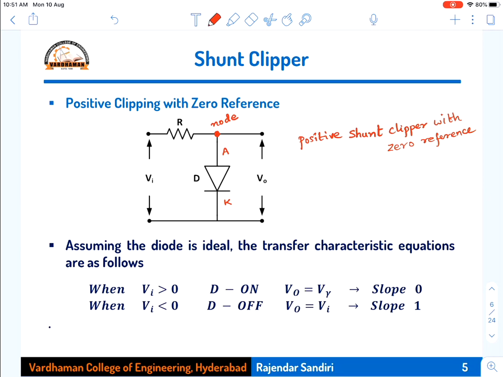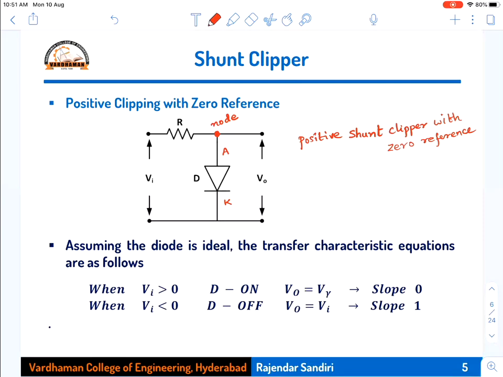Other than the diode, there is no battery connected in that. Therefore, it is with zero reference, and the node here is this output node. This output node is connected with the anode. Suppose this diode also can have the interchanging of this anode and cathode, right? I can put cathode towards the node and anode towards the ground. That possibility is also there.